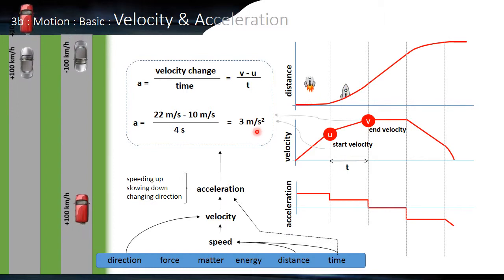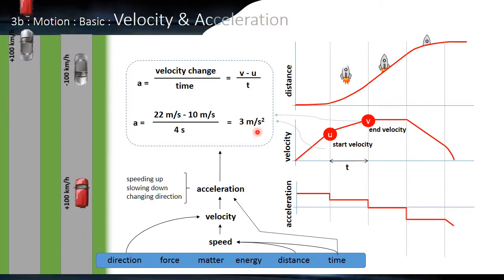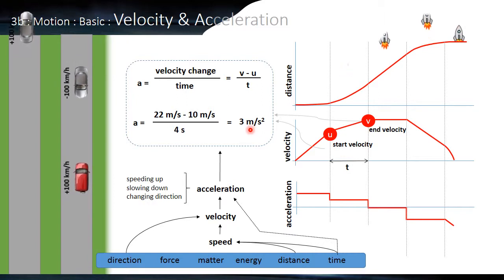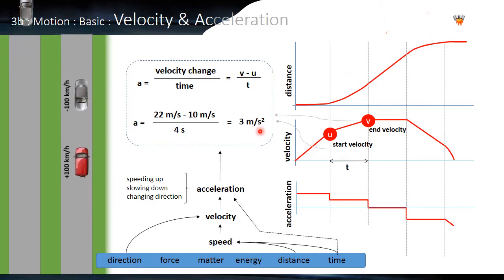Now it's quite a strange unit, but it does make sense. It says every second we are gaining 3 meters of speed.